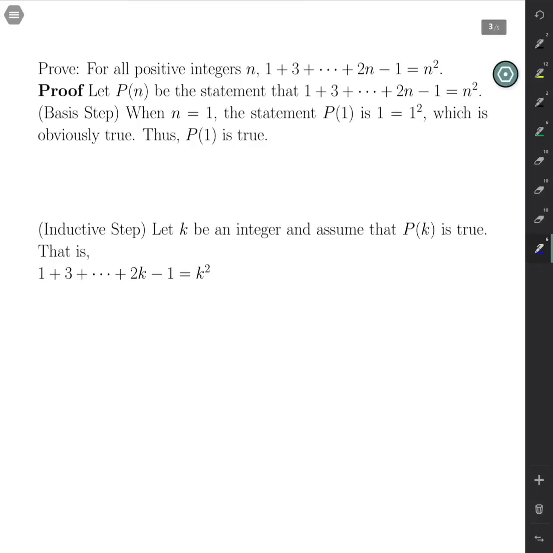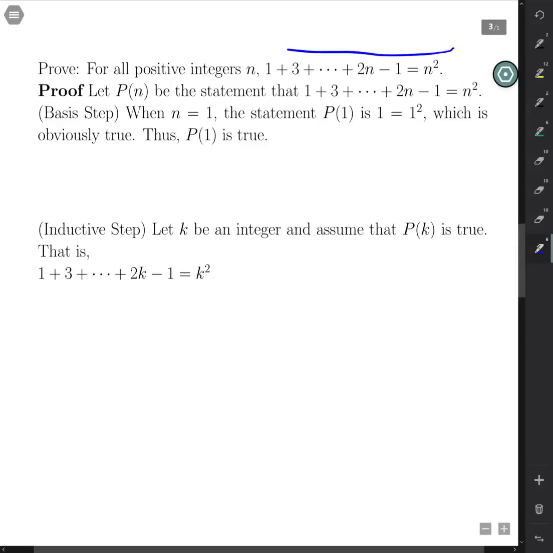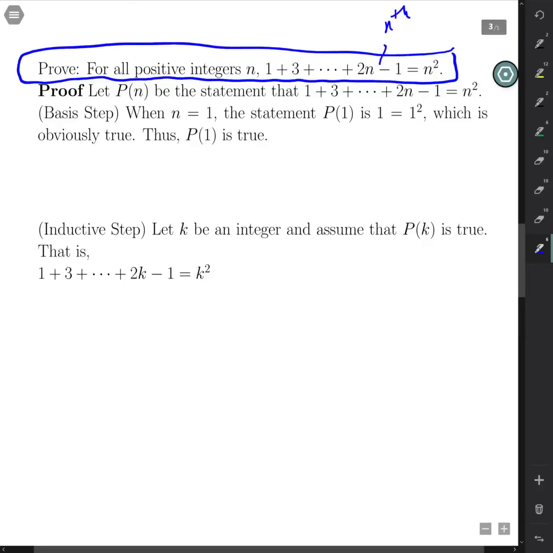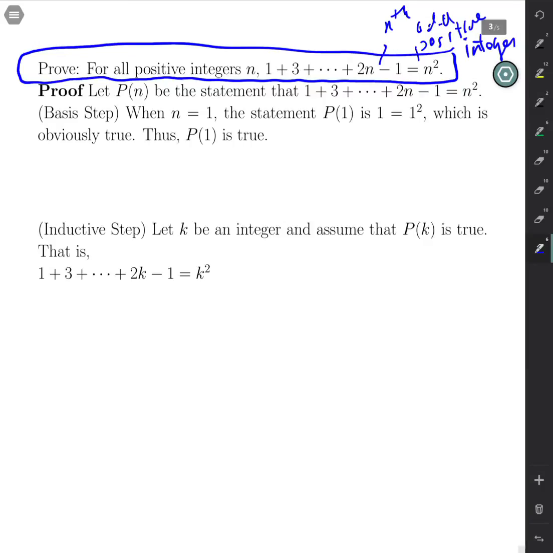This thing at the very start here is a conjecture we came up with in the last little video: that 1 plus 3 plus dot dot dot plus the nth odd positive integer is equal to n squared. That is the square of how many of those odd positive integers we have on the left-hand side.